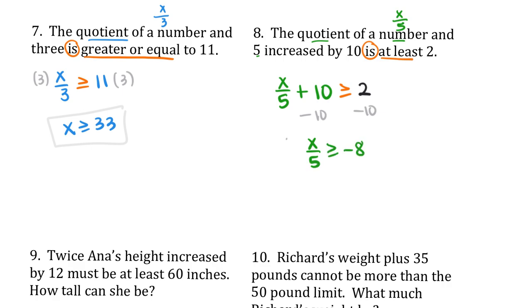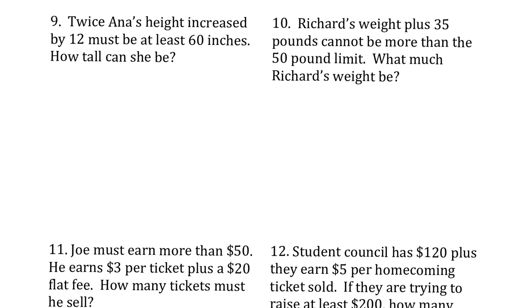X divided by 5, so I'm going to times 5 on both sides. So x is greater or equal to negative 40. Okay, the next ones are similar, but they just have more words. It's not a big deal, just some words.